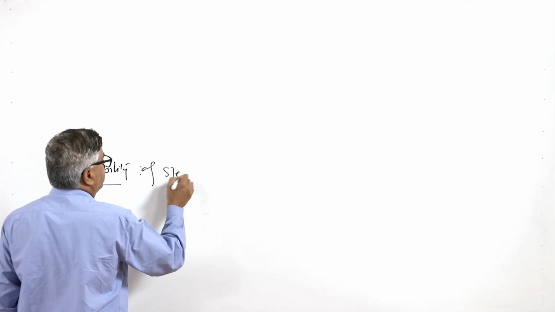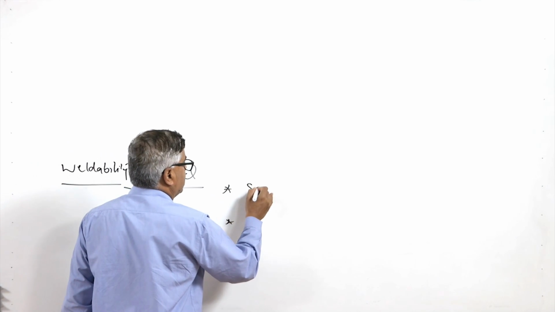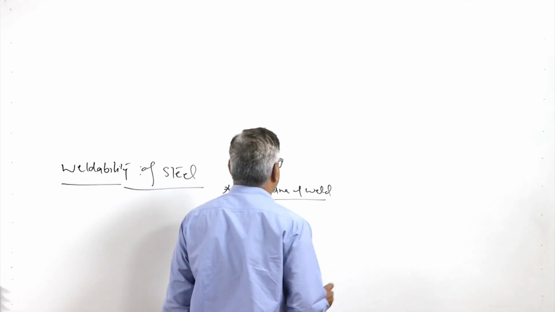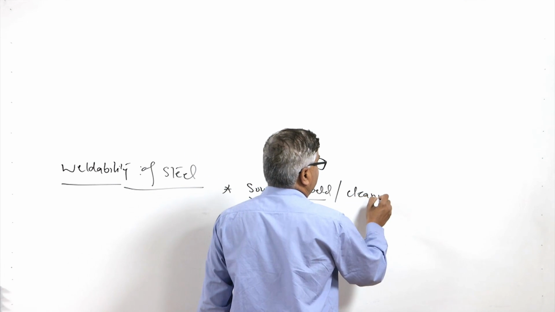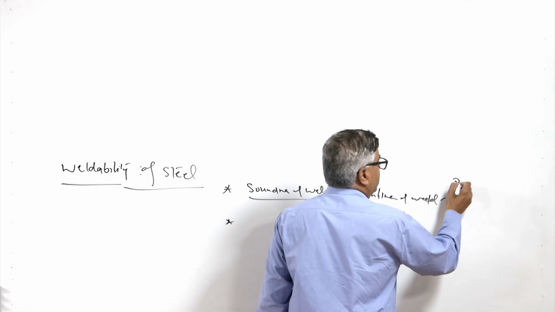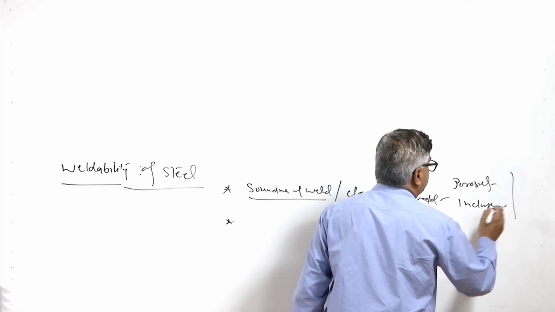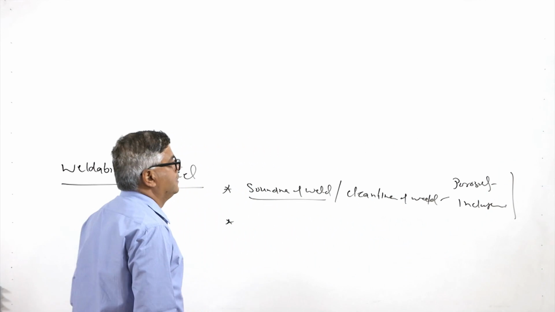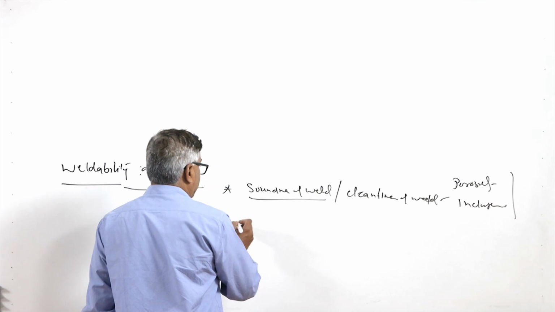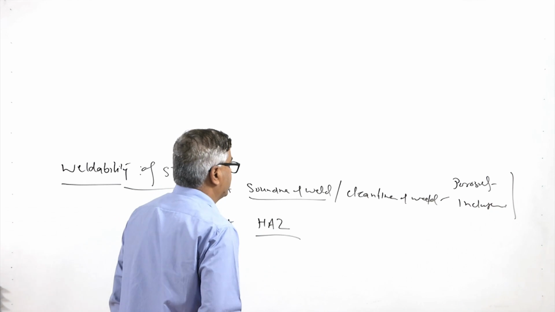So, weldability of the steel is checked in two ways. One is the soundness of the weld, which is measured in terms of the cleanliness of the weld metal, mainly in terms of porosity and inclusions. If the steel is free from porosity and inclusions, meaning the steel is sound, then it will have much better weldability. And another is the way by which the HAZ of steel behaves, the heat affected zone.